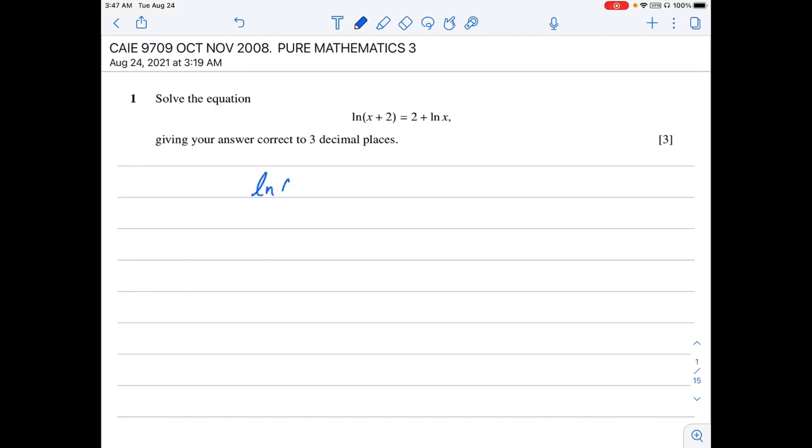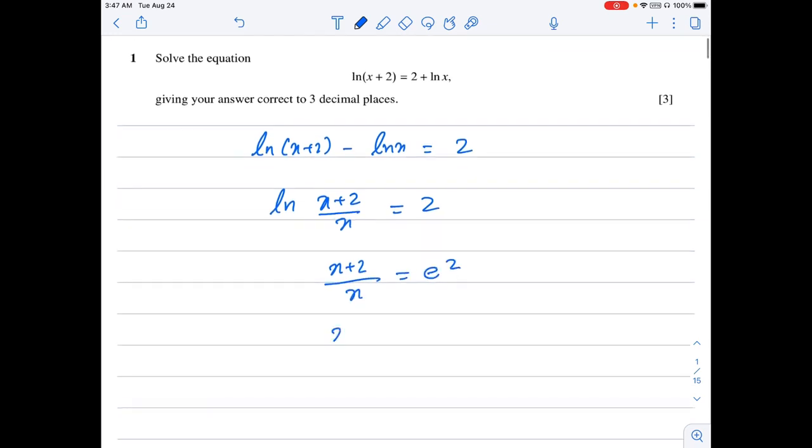becomes ln(x + 2) minus ln x is equal to 2. So bring the ln terms on one side, the subtraction becomes division, is equal to 2. Converting the logarithmic form into exponential form, it becomes e squared. So x + 2 is equal to e squared x, getting all x terms on one side.